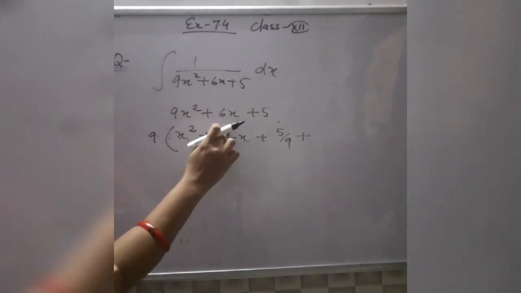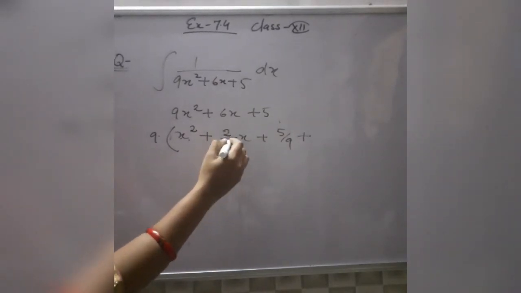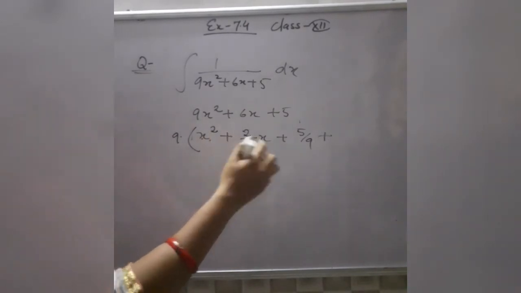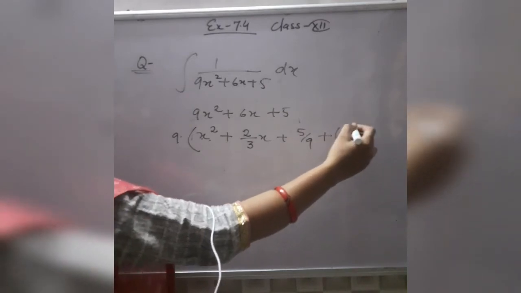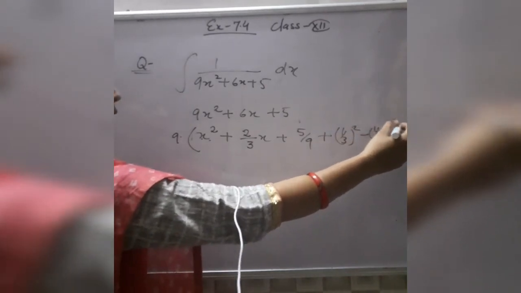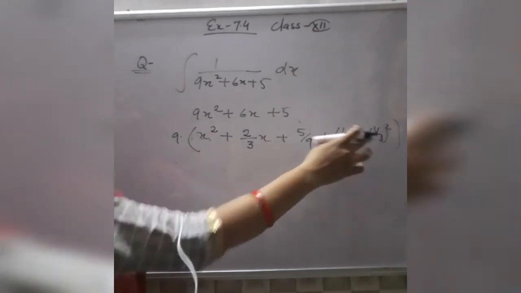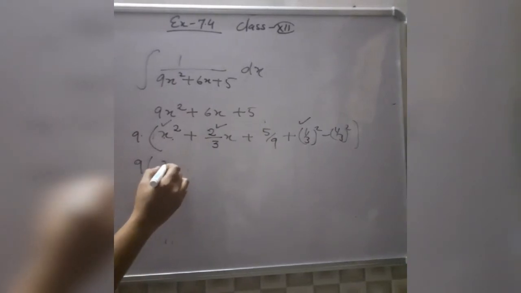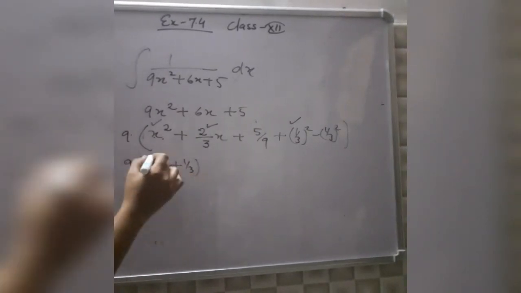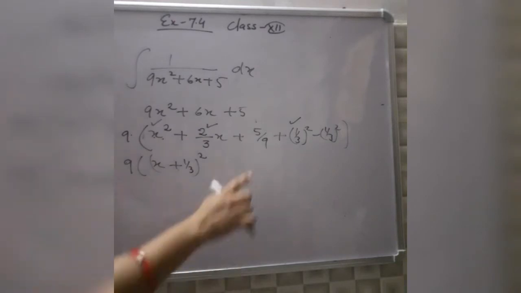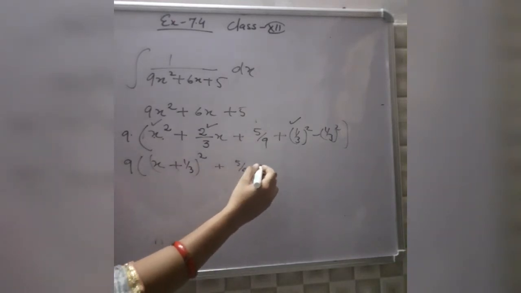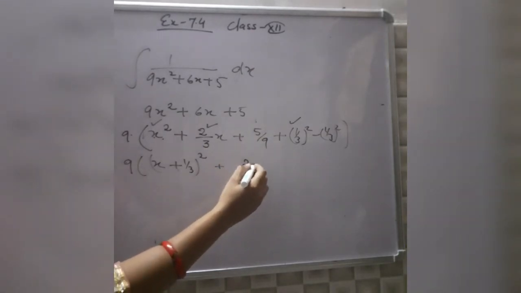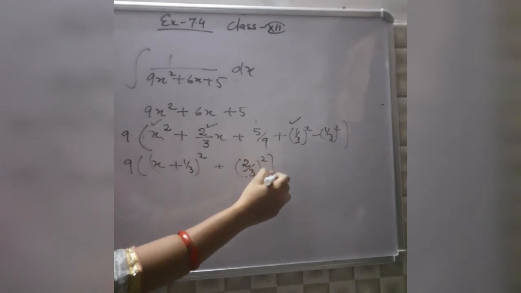Now this 6 by 9 can be written as 2 by 3. Half of 2 by 3 is 1 by 3, and the square of 1 by 3 is 1 by 3 square. You will add and subtract this term. Now a square plus b square plus 2ab can be written as x plus 1 by 3 whole square, and the remaining terms are 5 by 9 minus 1 by 9, which is 4 by 9, and 4 by 9 can be written as 2 by 3 whole square.